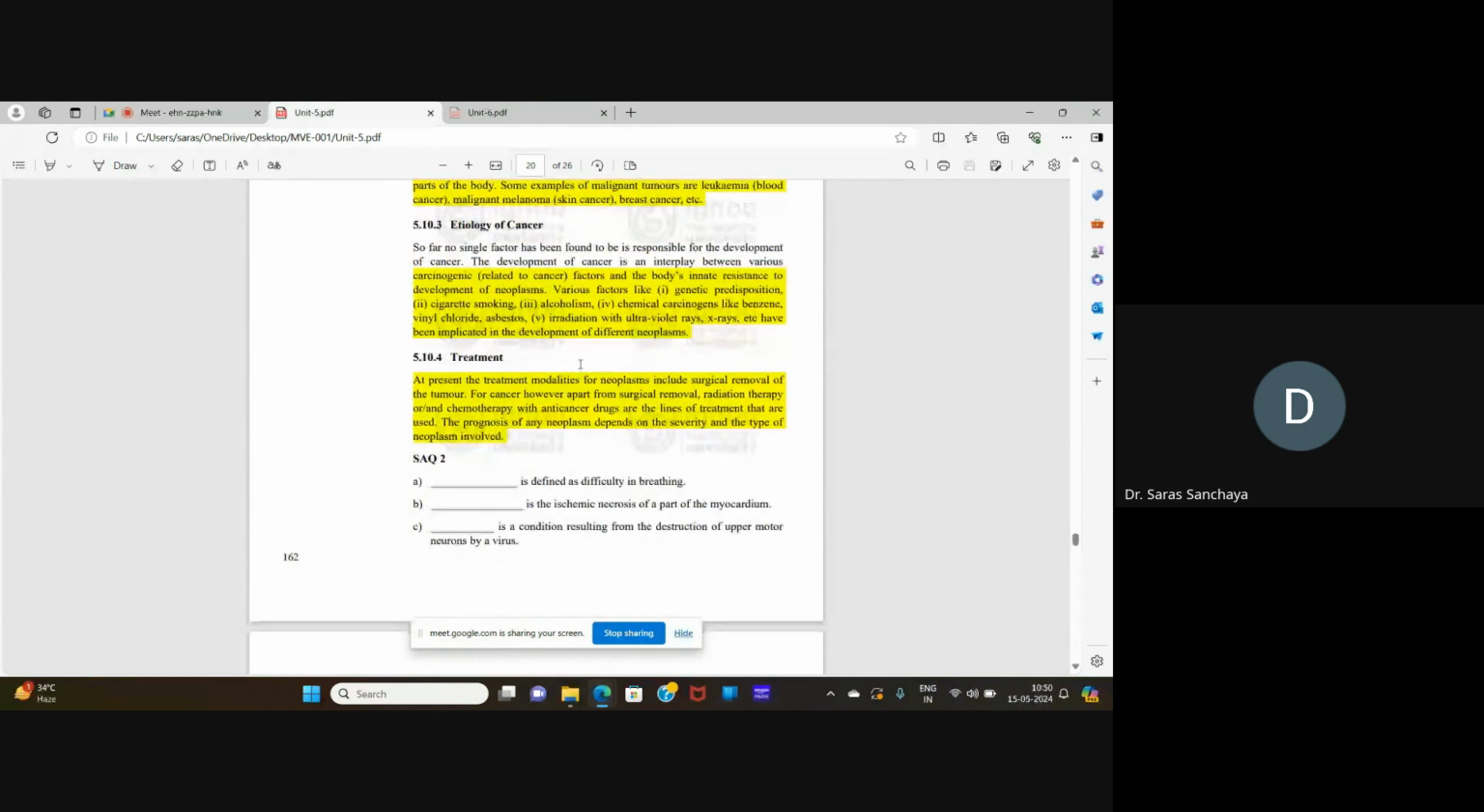Then treatment. At present, the treatment modalities of neoplasms include surgical removal of the tumor. For cancer, however, apart from surgical removal, radiation therapy and or chemotherapy with anti-cancer drugs are the lines of treatment that are used. The prognosis of any neoplasm depends on the severity and the type of neoplasm involved.